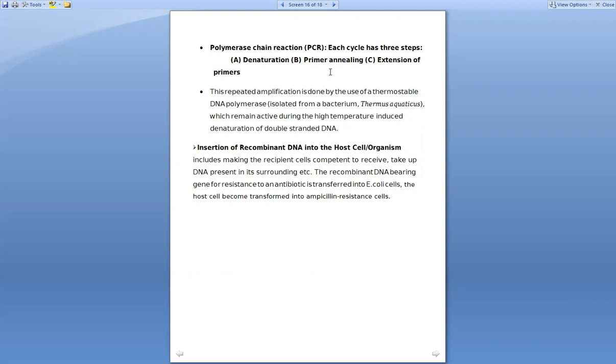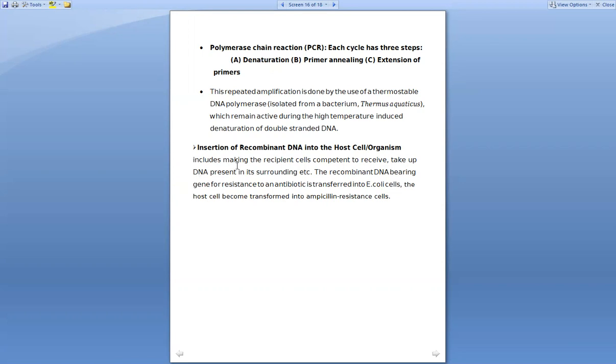That is the binding of the 2 primers on the 2 different strands, and then the DNA polymerase, that is the Taq polymerase, binds to that region and extends the whole strand. So this is about the next step of recombinant DNA technology. Next is now insertion of this recombinant DNA into the host cell, right?